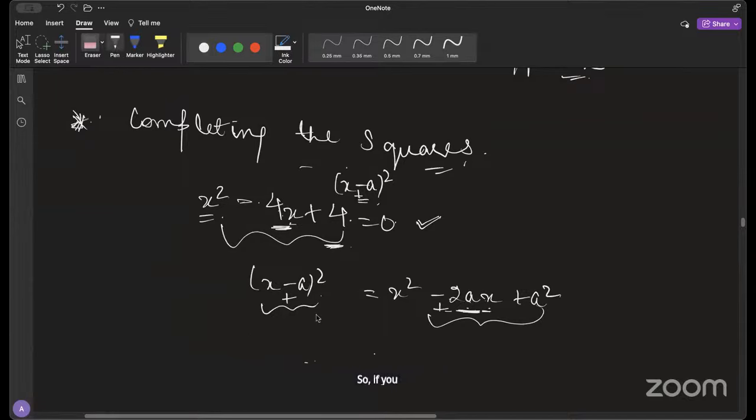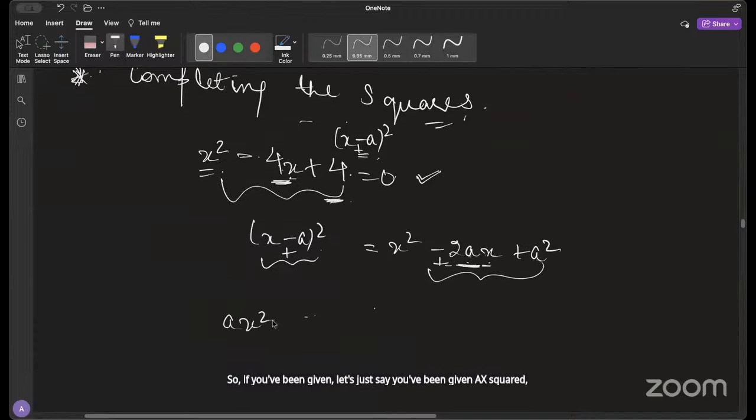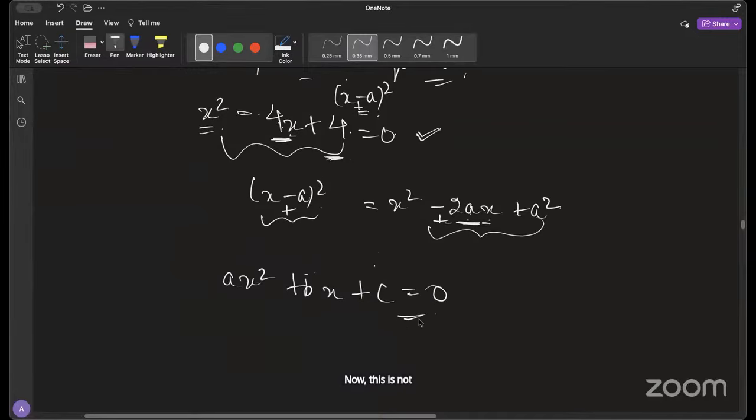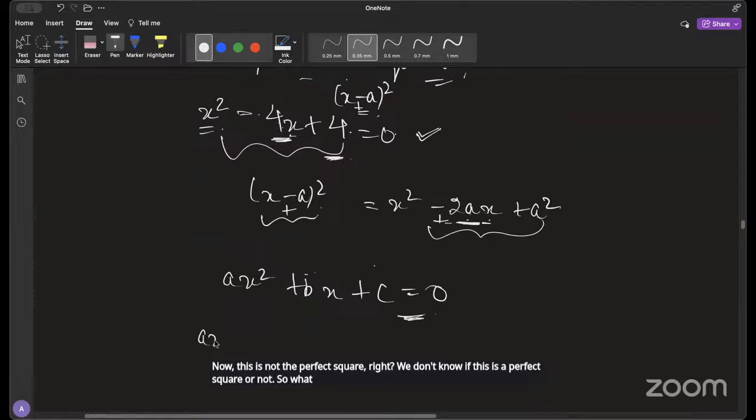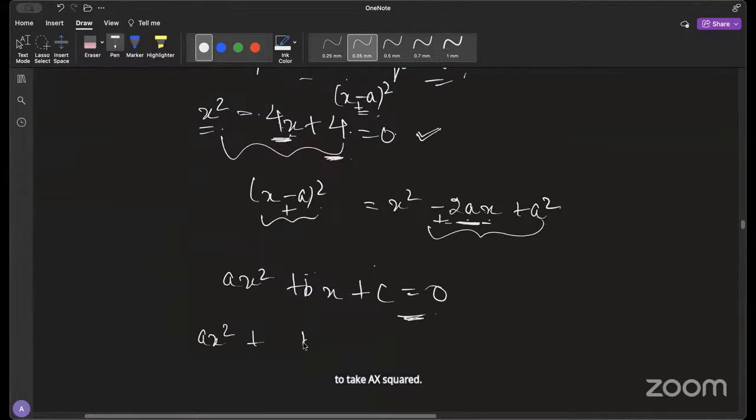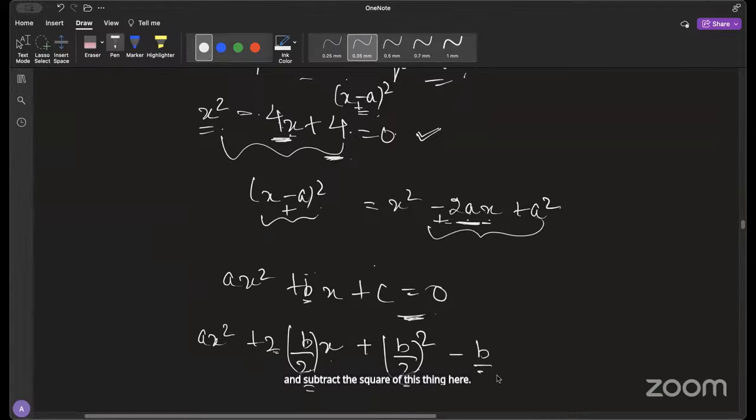So let's say you've been given ax square plus bx plus c instead. Now this is not a perfect square, right? We don't know if this is a perfect square or not. So what you do is you take ax square and then b by 2x and 2. You write b as 2 times b by 2x, so as to make it look like this. 2 times, and then you do the b by 2 whole square thing here. Just add the square of this thing and subtract the square of this thing. Plus c is equal to 0.